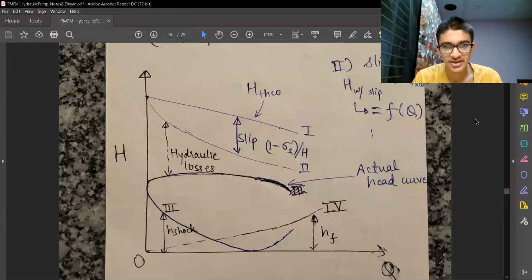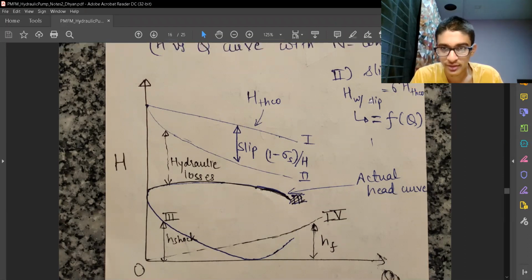So now let's start with the different kinds of losses that can happen in our pumping system. Earlier we have seen the performance characteristic curve, H versus Q. Now one represents the H theoretical, two represents the H after we subtract the slip factor, three represents the curve after we have subtracted the shock loss, and four represents the frictional loss, and this is the actual curve.